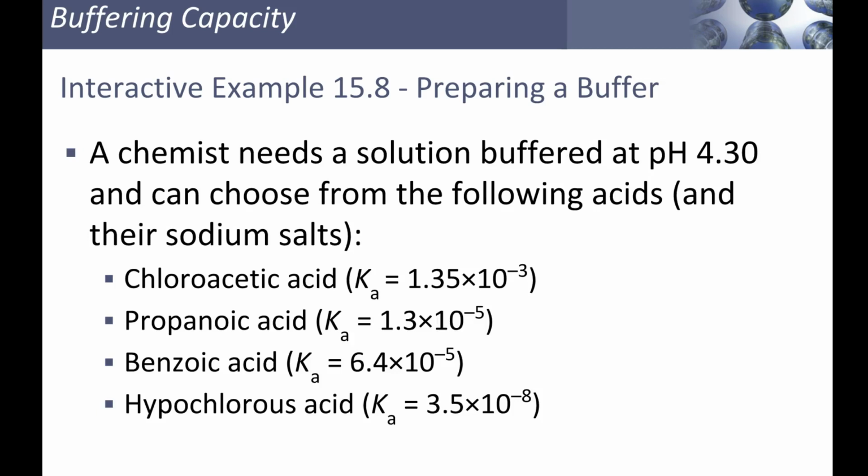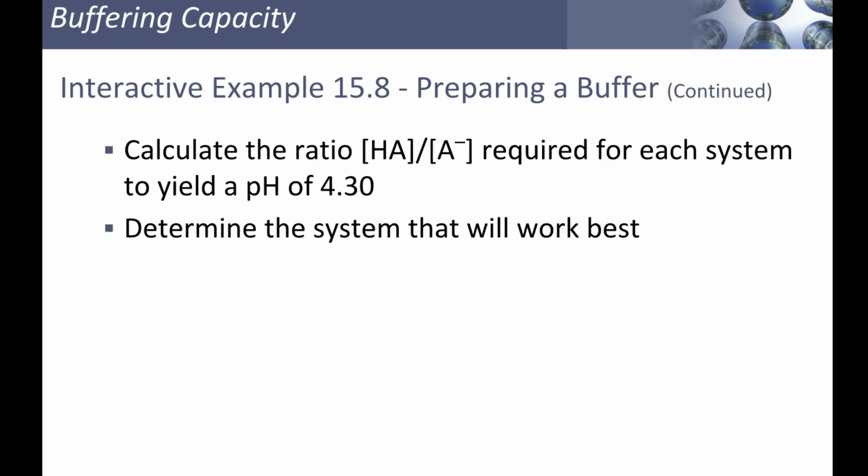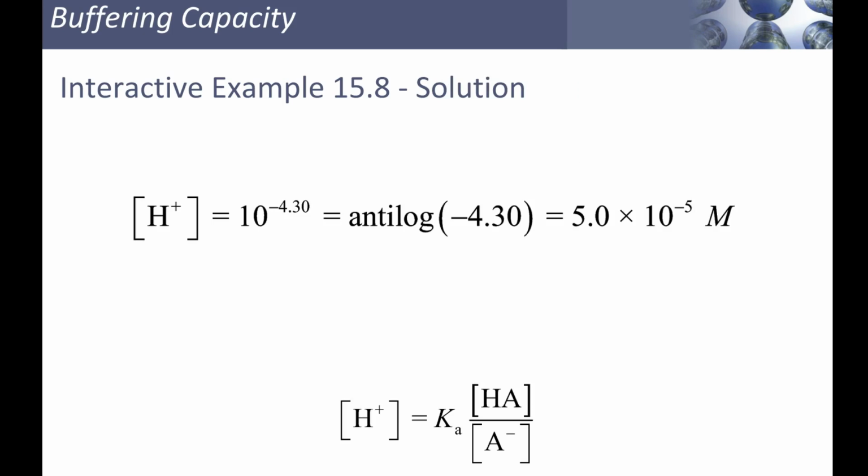So you want a buffered solution with a pH of 4.30. These are your options. You have 4 options with 4 Kas. The salts just refer to the soluble sodium salt of the acetate anion. So you're going to calculate the ratio required to yield the 4.30, right?